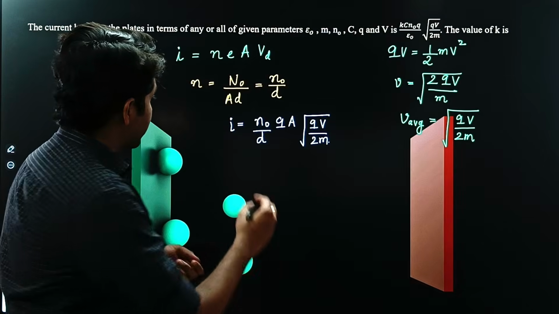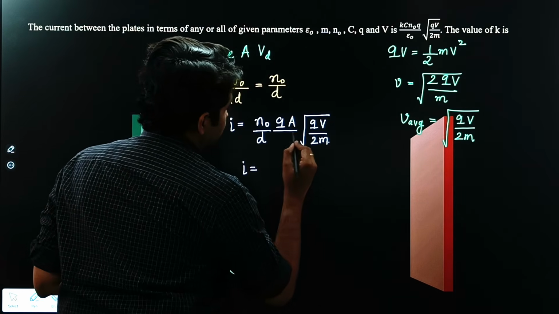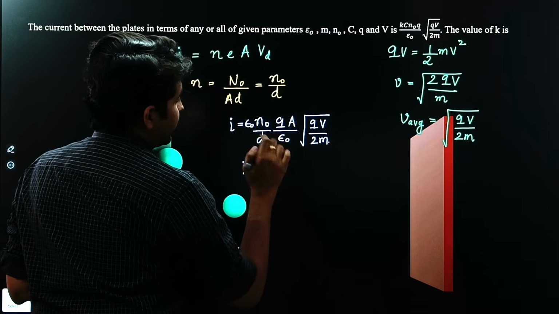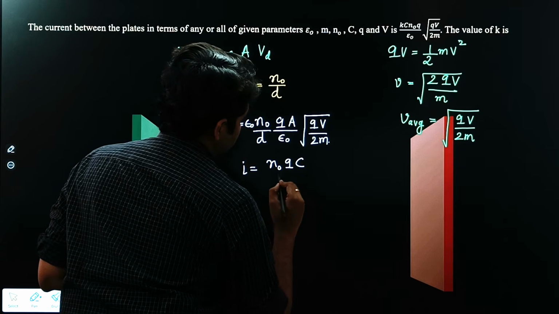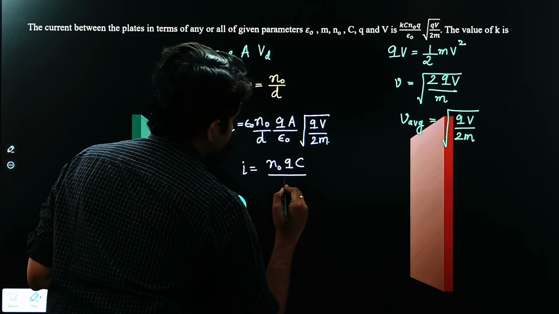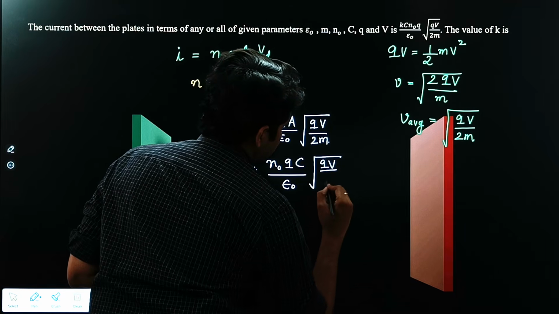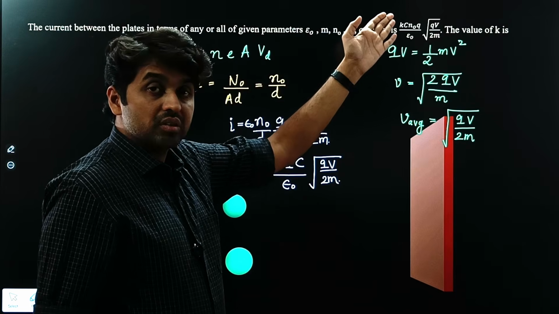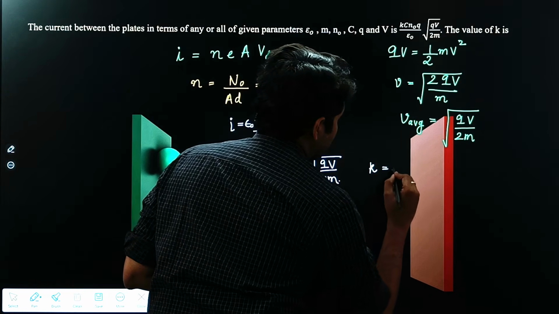So what can we write? I can just divide by epsilon naught and multiply by epsilon naught. This A epsilon naught by d I can write as C. So I equals N naught q C divided by epsilon naught, times under root qV by 2m. Okay. So if we compare it with this, what is the value of K? The value of K equals 1.